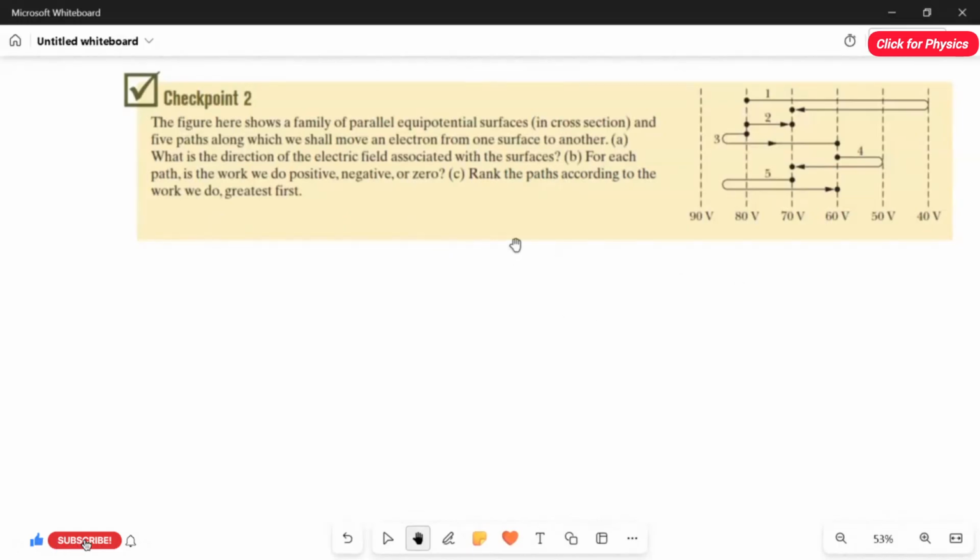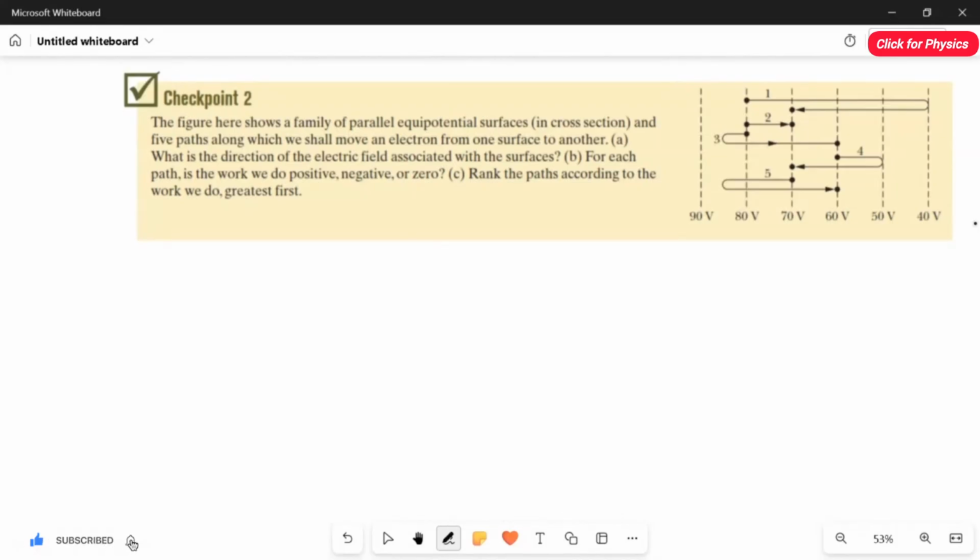Now, before we answer these three questions, let's see what is given in the figure. They show different layers of equipotential surfaces, and each surface has a different potential. The dotted line is the equipotential surface. So the first line has 90 volts, the second one is 80 volts, and likewise each and every equipotential surface has a different potential. They also represent 5 different paths. We are just moving the electron from one surface to another surface.